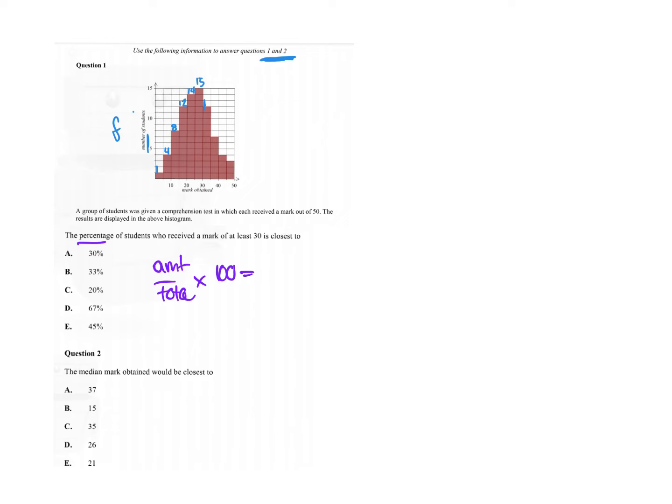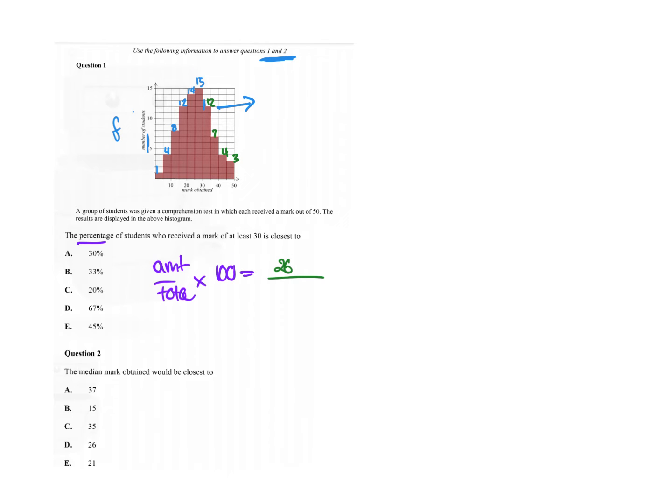Who's at least 30? Oh yeah, good. Anyway, sorry, we want this way. So let's go the amount. So how many was that? That was 12, 7. Oh, I'm struggling to read this. 4 and 3. So what's that? That's 14, 26 out of, now we had to get the total.